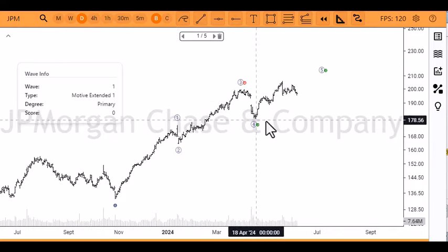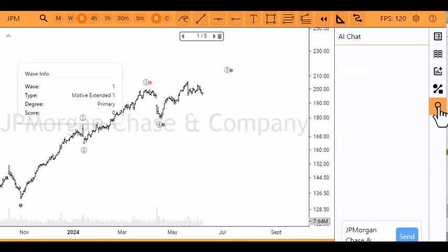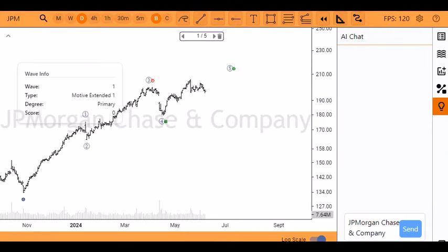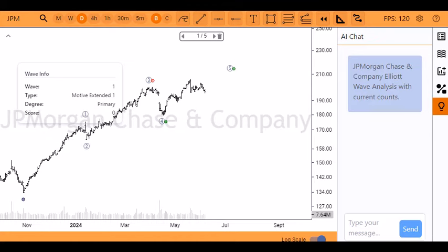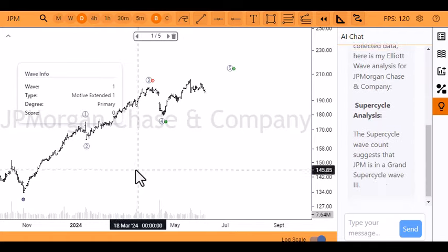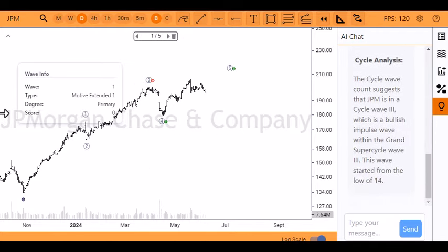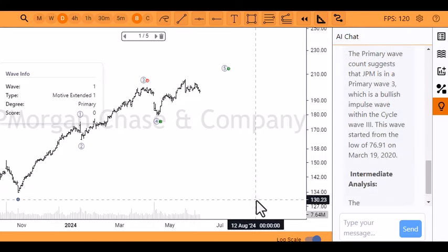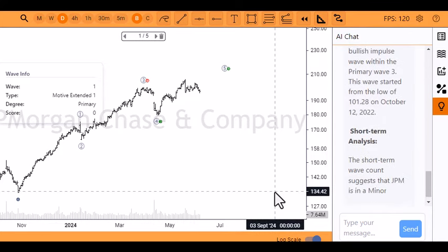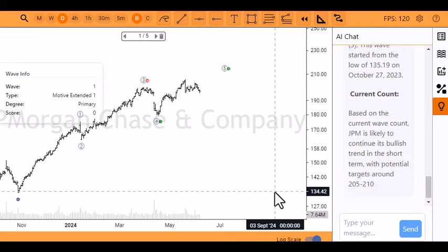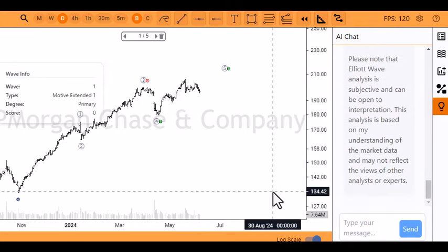So if we were looking at Morgan's here, we've actually got three AI models running to produce this particular count. So let me just click this here and we'll run through that. As I mentioned, we've got three AIs running on this at the moment. Let me open this up a little bit further. Basically, what it's doing here is giving all types of counts on this.